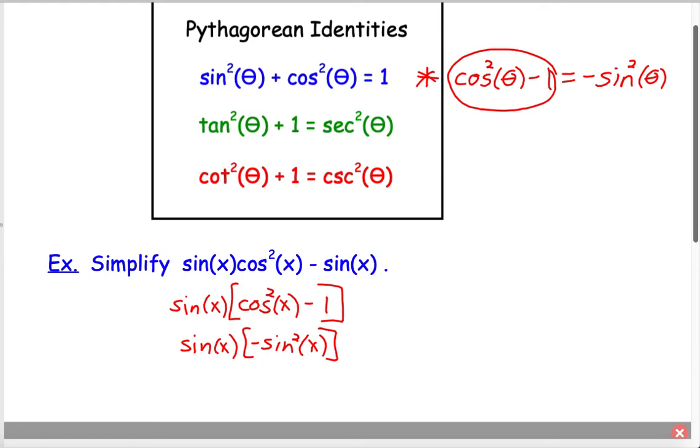And now I can multiply those out, and I get negative sine to the third power of x. So I've simplified my original expression down to just negative sine cubed.